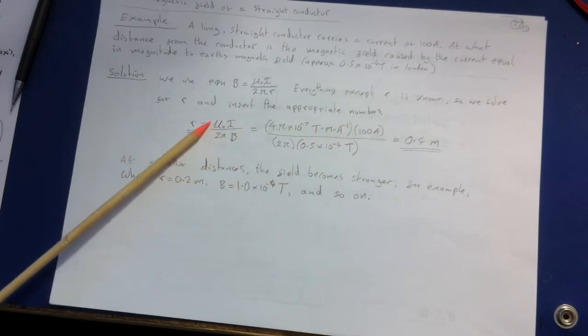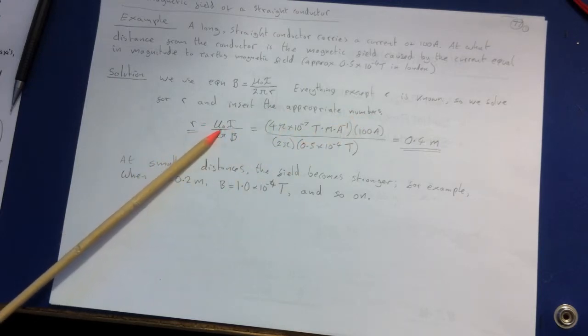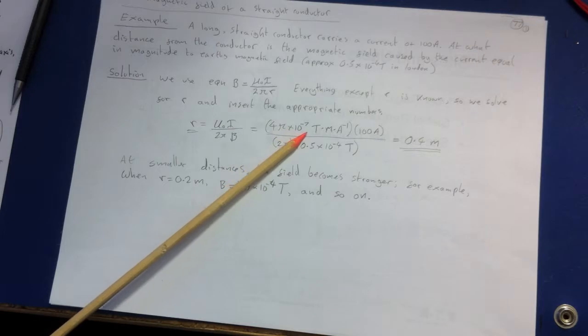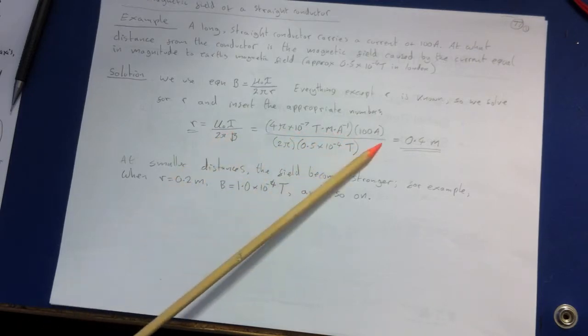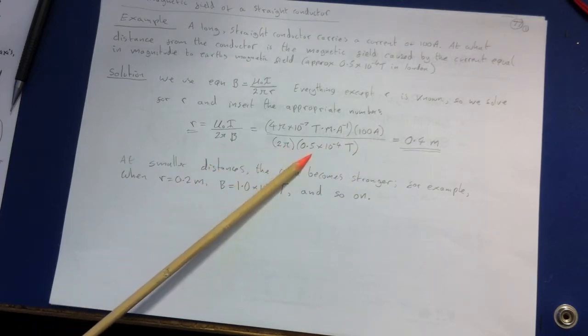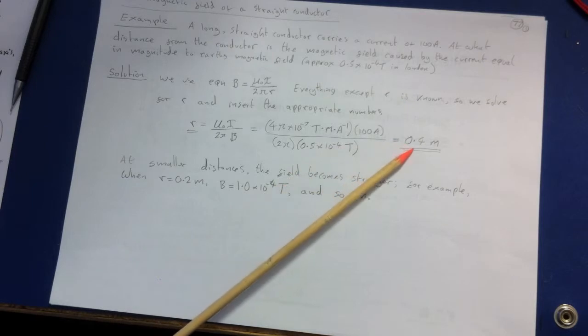So we know that μ0, that's the constant for a vacuum, the permeability constant, is 4 pi times 10 to the minus 7 Teslas meters per amp. And then we've got the current, which is 100 amps, and then 2 pi over, and we're given the Earth's magnetic field. So the radius, if you used 100 amps, you'd need to be just under half a meter away.